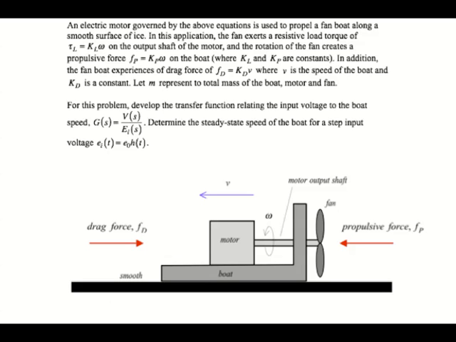Our goal here is really to come up with a transfer function between the input voltage to the motor and the speed of travel of the boat. And if this applied voltage is given as a step, what's the steady state speed of the boat as it moves along the smooth surface?